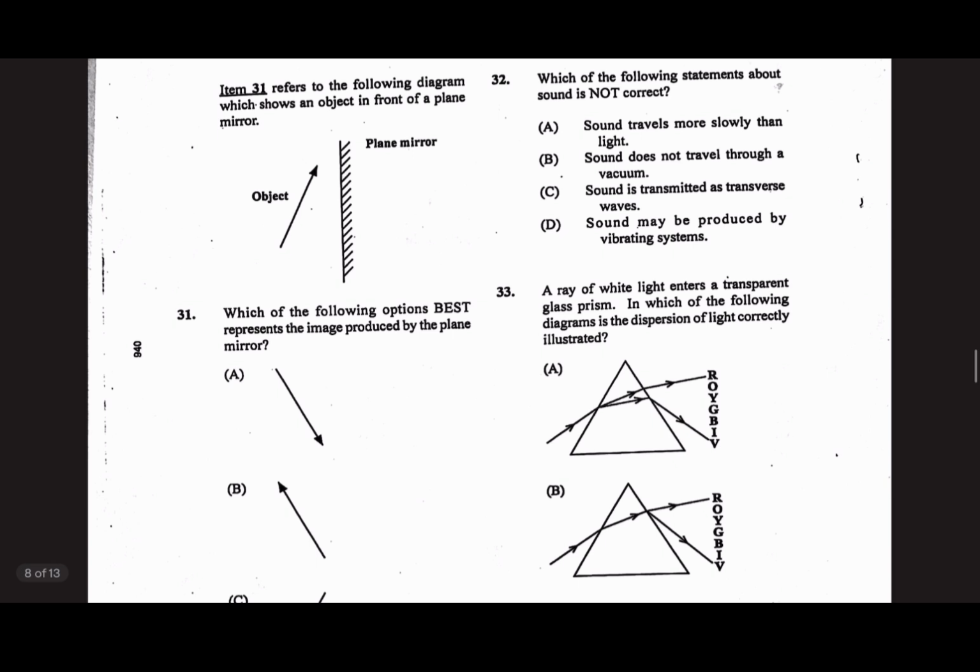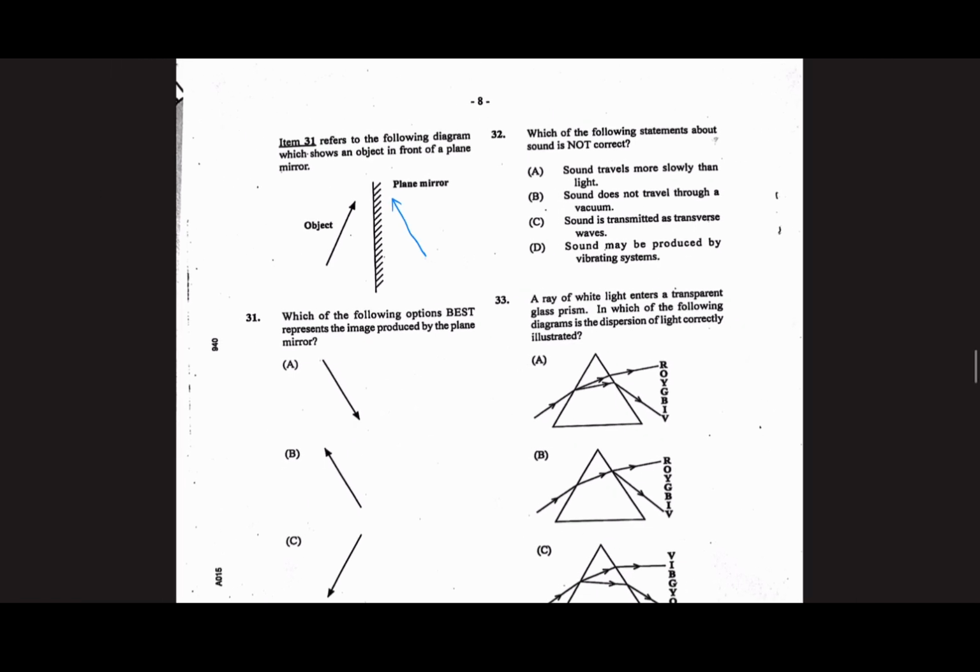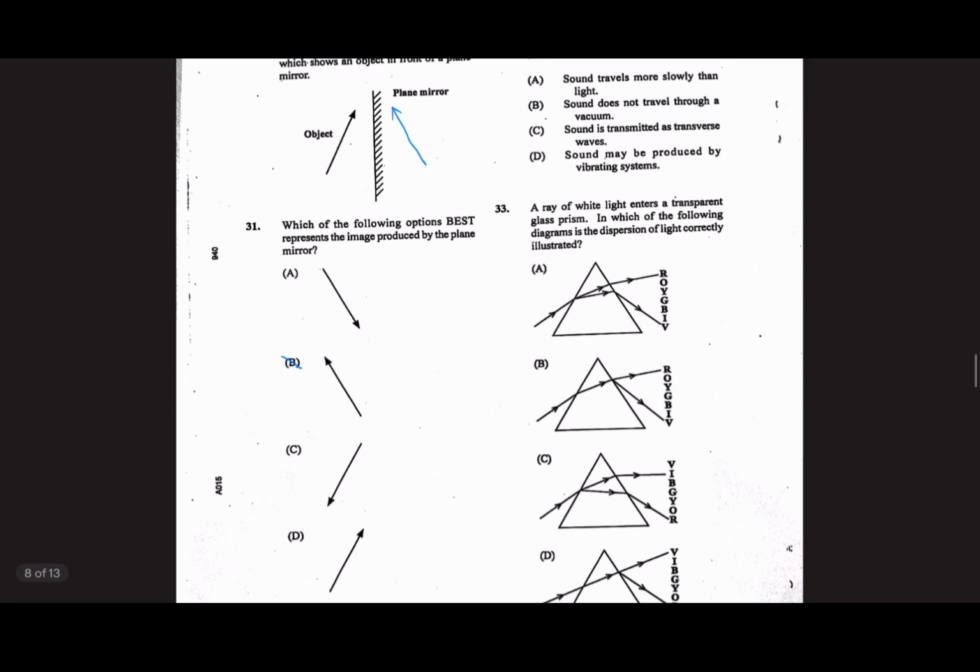Item 31 refers to the following diagram, which shows an object in front of a plane mirror. Anytime you have an object, it'll always be reflected in the mirror. So that's my answer. So my answer would be B.